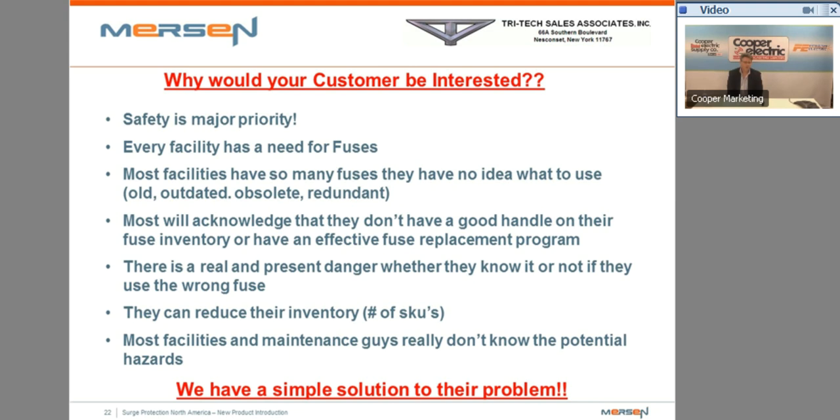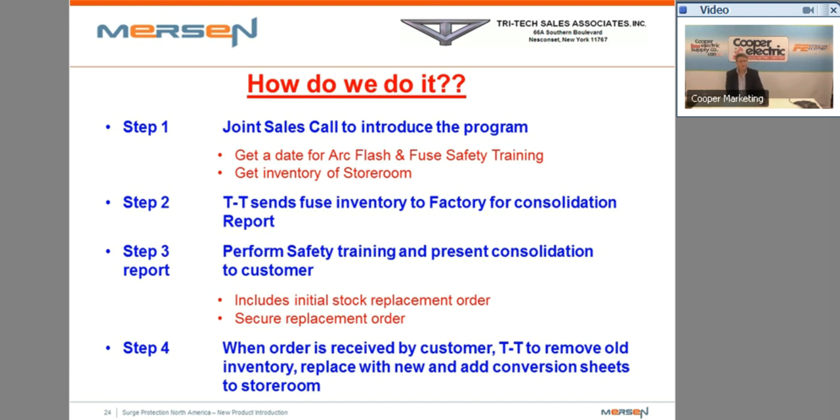Basically, that's what we're offering to do. We come in and we identify what kind of fuses they have, and we upgrade them to what we call the Amptrap 2000 family of fuses. This will reduce their inventory count, and again, it's something that you're adding as a value-added service to your customer.